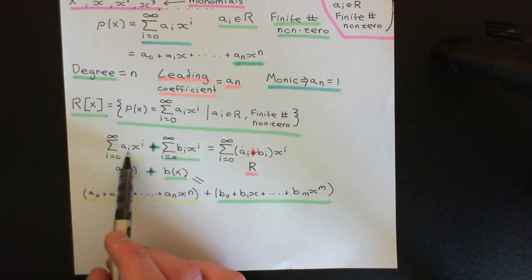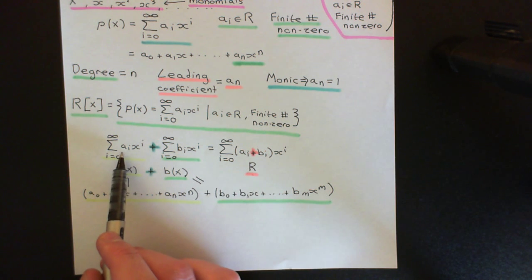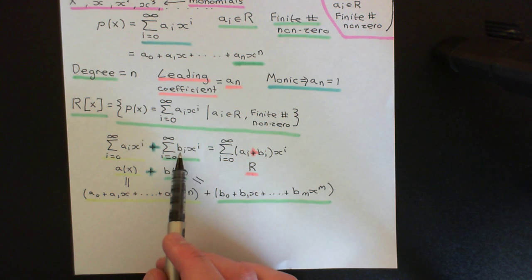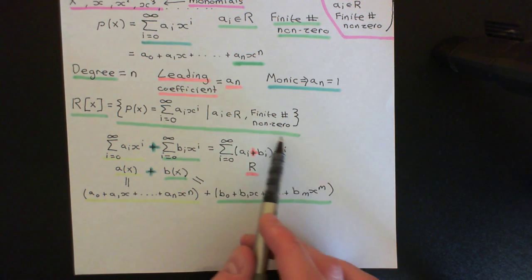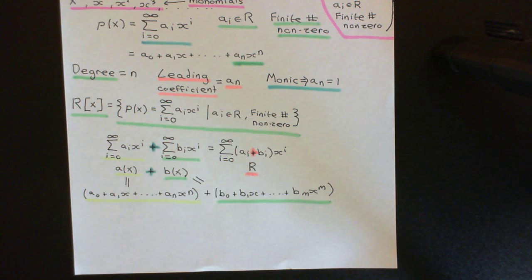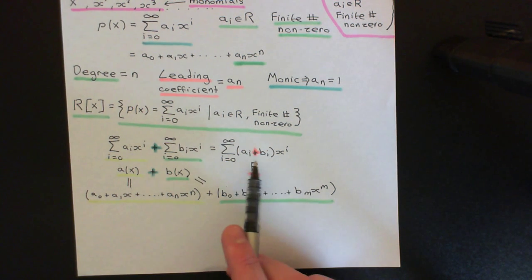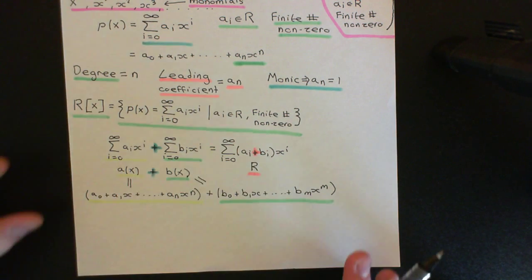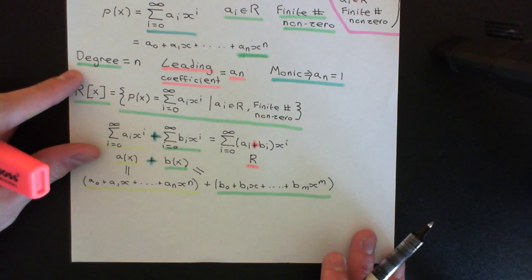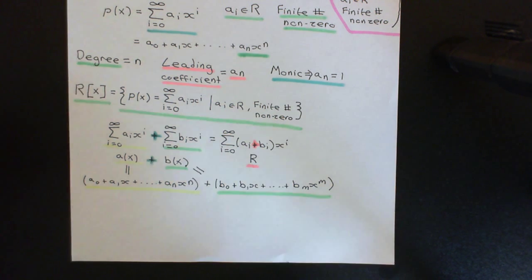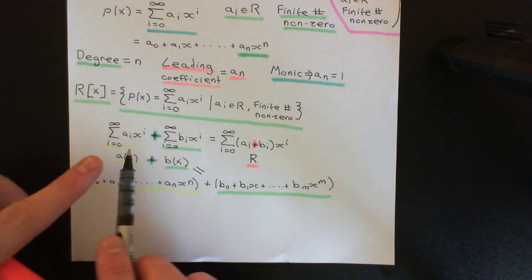Okay, because remember, only a finite number of these a_i's are non-zero, only a finite number of the b_i's are non-zero. So when we construct this thing, there is absolutely no way that we're actually going to somehow end up with an infinite number of coefficients not being equal to 0. Okay, so hopefully that's apparent.